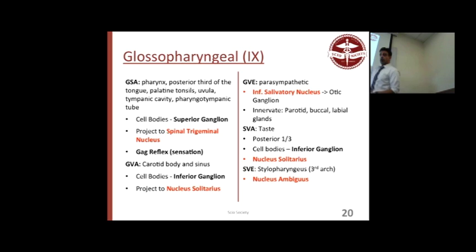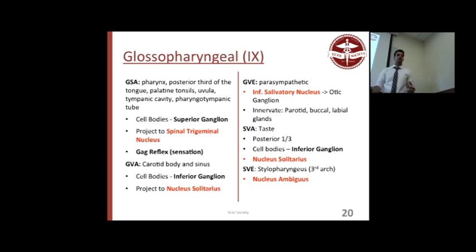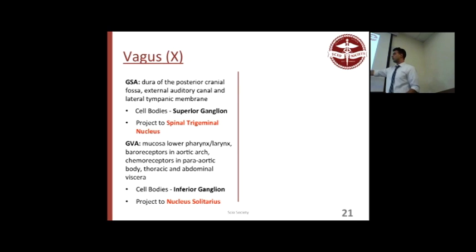Special visceral afferent is going to be your taste. Just like facial did special visceral afferent, it's going to go back to the same nucleus solitarius. Now it does just the posterior third of the tongue. And remember, because it's visceral, inferior ganglion. Visceral, inferior ganglion. Anything somatic will be superior ganglion. Lastly, SVE, only one muscle, stylopharyngeus, and nucleus ambiguus. It's ambiguous. We don't know which one does what. Okay? And glosso, vagus, accessory all use nucleus ambiguus.